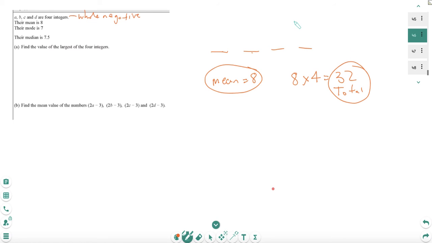So that's the clue we get for our mean. Next, the mode is 7. So mode means the most common. So the most common value is 7. That's our second clue. Our numbers first must add to 32. The most common value is 7, and the median is 7.5. The middle number is 7.5. It's basically here. So now we have to find the value of the largest of the 4 integers.